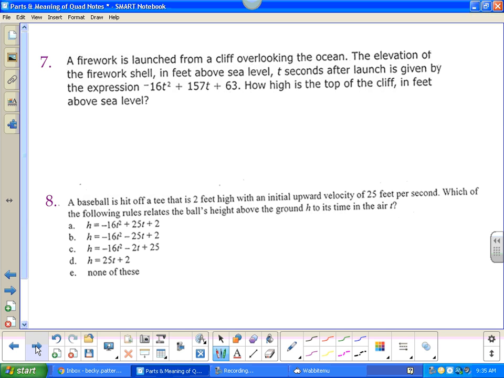Number 7. A firework is launched from a cliff overlooking the ocean. The elevation of the fireworks shell in feet above the sea level, t seconds after the launch, is given by that expression. How high is the top of the cliff in feet above the sea level? Well, there's my gravity. I'm on Earth. That's my initial velocity, and that's my initial height. Question says, how high is the top of the cliff? Well, that's where we shot the firework. So it's 63 feet.